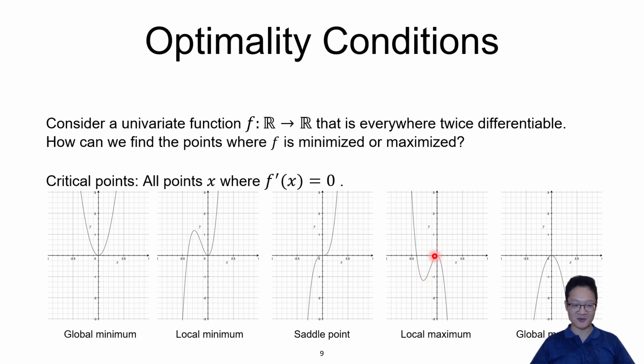For all the critical points, where f prime of x is 0, the points could be a global minimum, a local minimum, which is this case, or a local maximum, these 2 cases. It could be a saddle point. Saddle point means that in one direction it goes up, in some other direction it goes down. It can also be a global maximum as well. Now after we get the critical points, the next step is to use the second derivative to figure out how to classify each of the critical points.